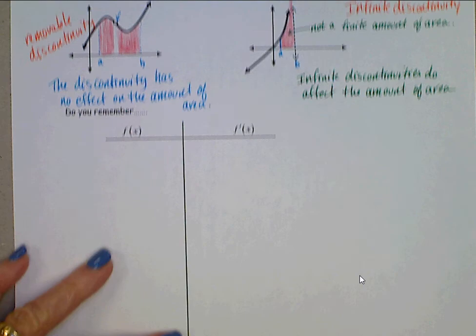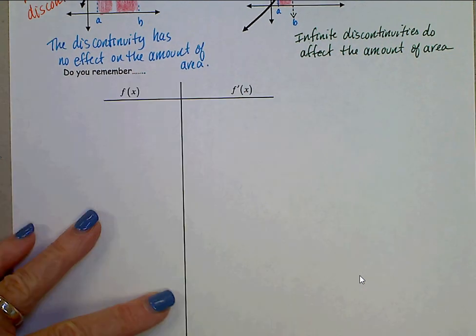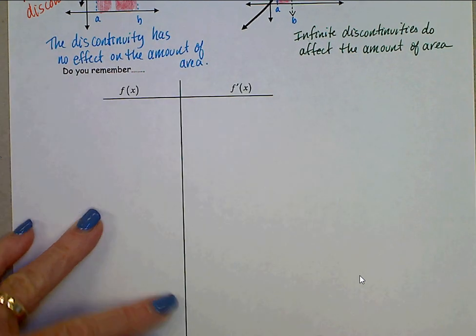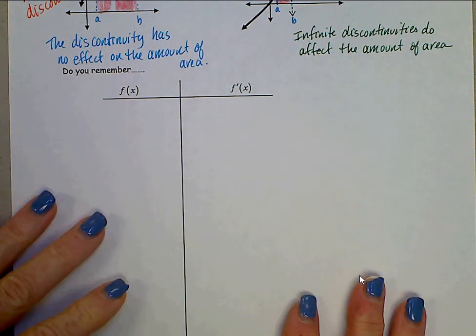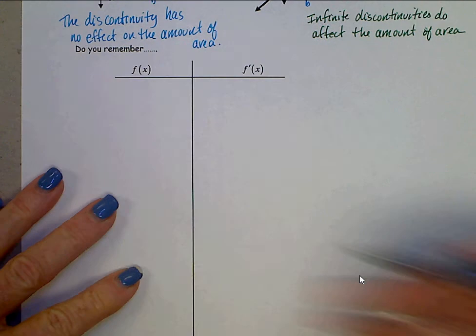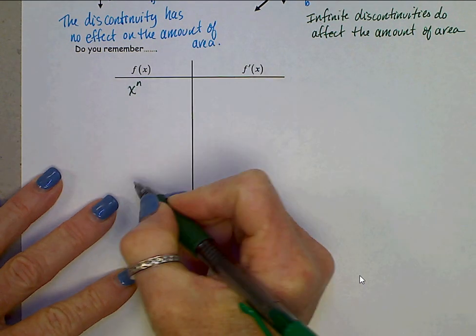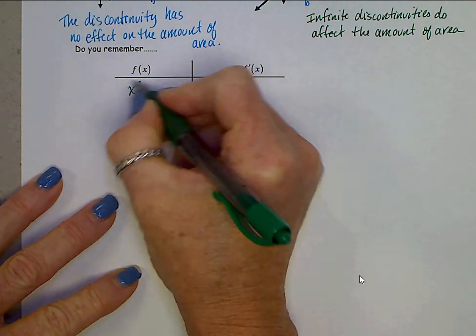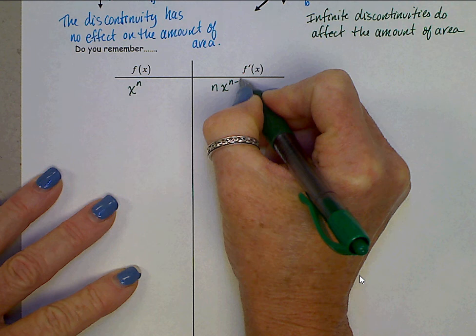Okay, this last little bit down here is to just refresh your memory from first semester in terms of a function and its derivative. So if we have some power function, x to the n, that derivative, we pull that n down in front, so nx to the n minus 1.